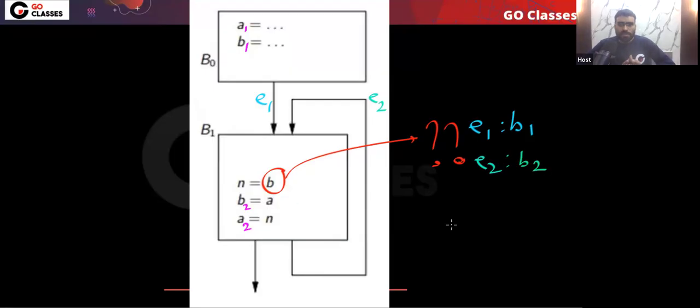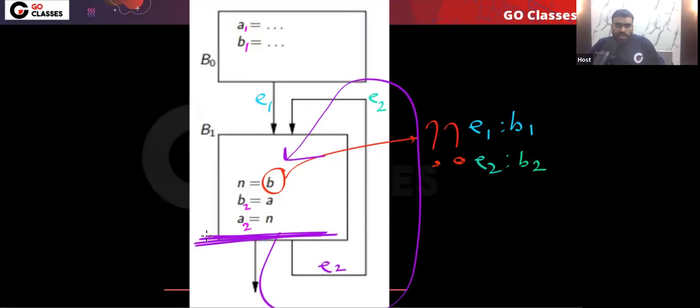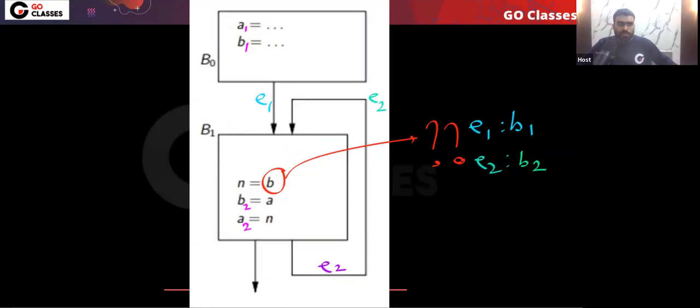Did you understand my problem? See, very simple point. If you are coming by E1, then this B should be B1. And if you are coming like this by E2, this is your E2 edge, then this B value should actually be B2. Because you are going like this.